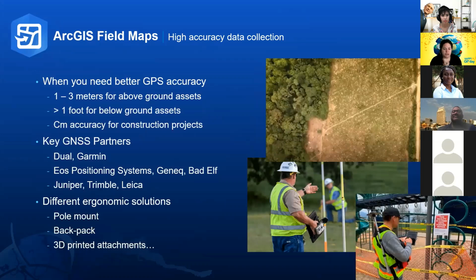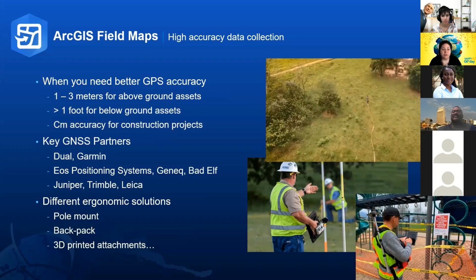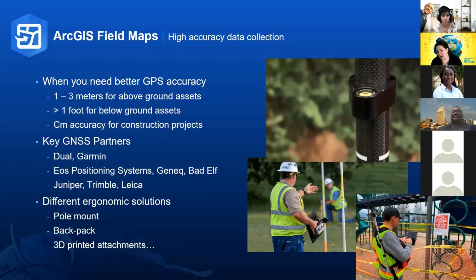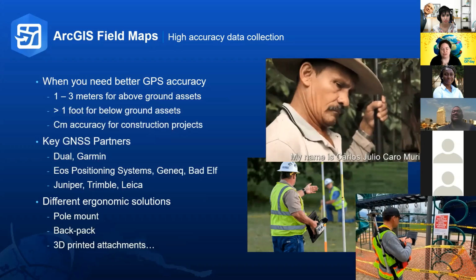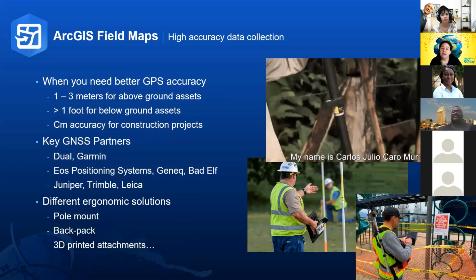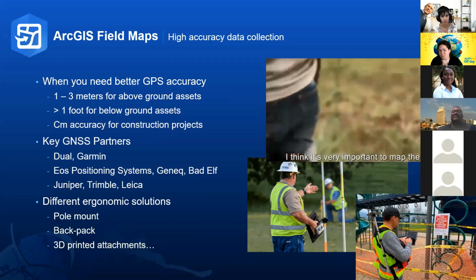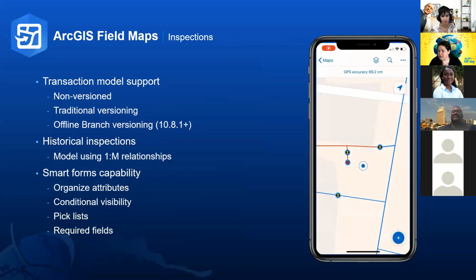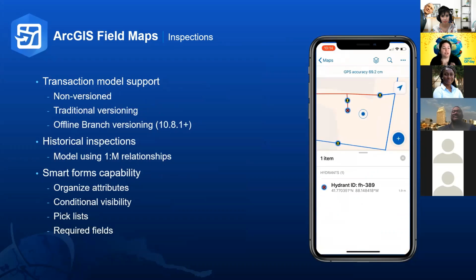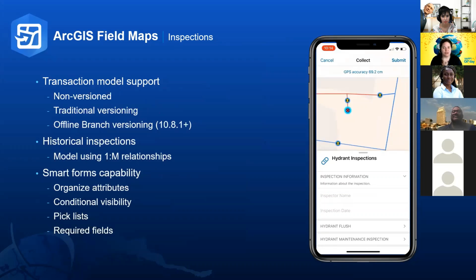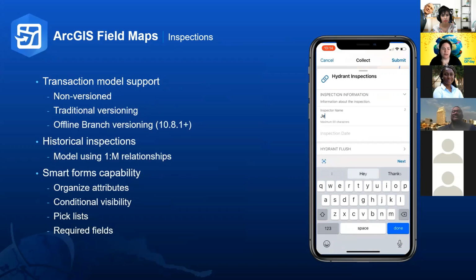ArcGIS Collector has always been one of our premier apps, especially for high accuracy data collection. Like I said, if you're using Collector today, you don't have to change anything to start using Field Maps. You just open that Collector project in Field Maps. Field Maps does support that high accuracy data collection, just like Collector. It also supports inspections, both in non-versioned and versioned workflows, and if you're using Enterprise 10.8.1, you can actually use offline branch versioning in ArcGIS Field Maps.